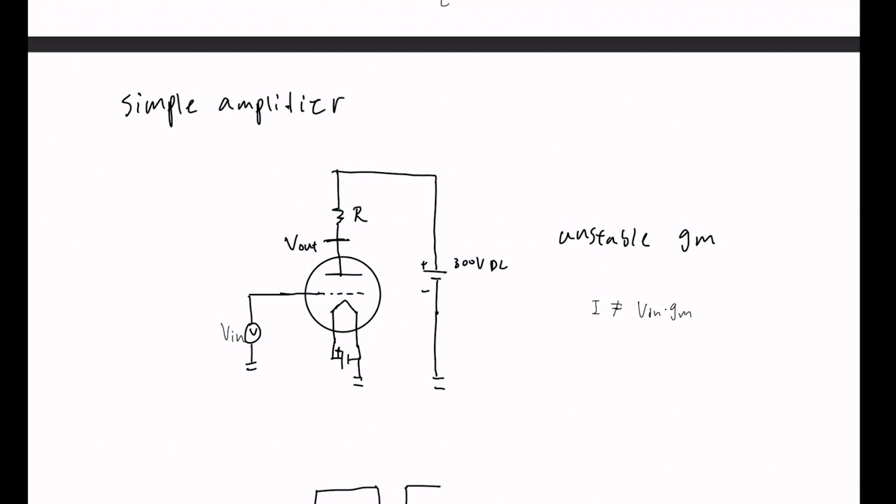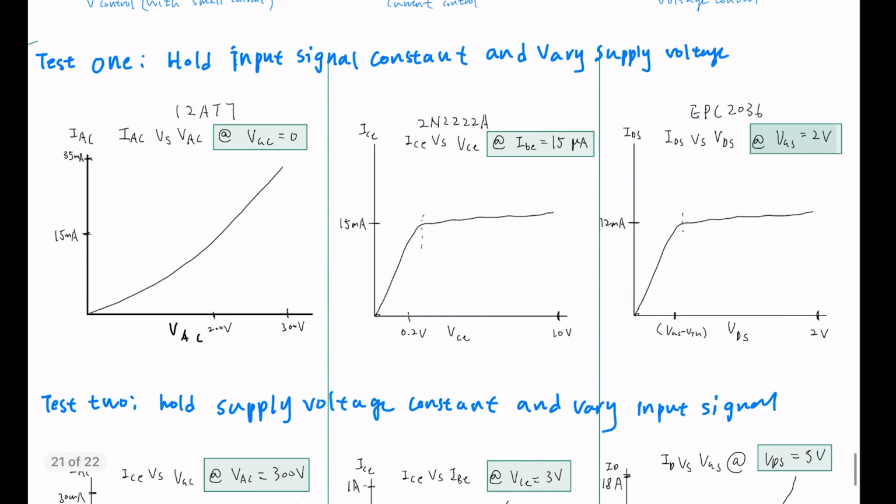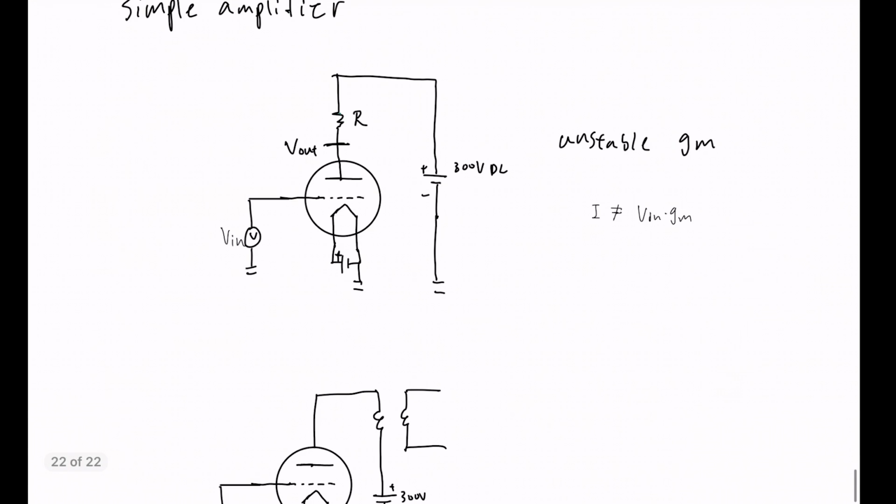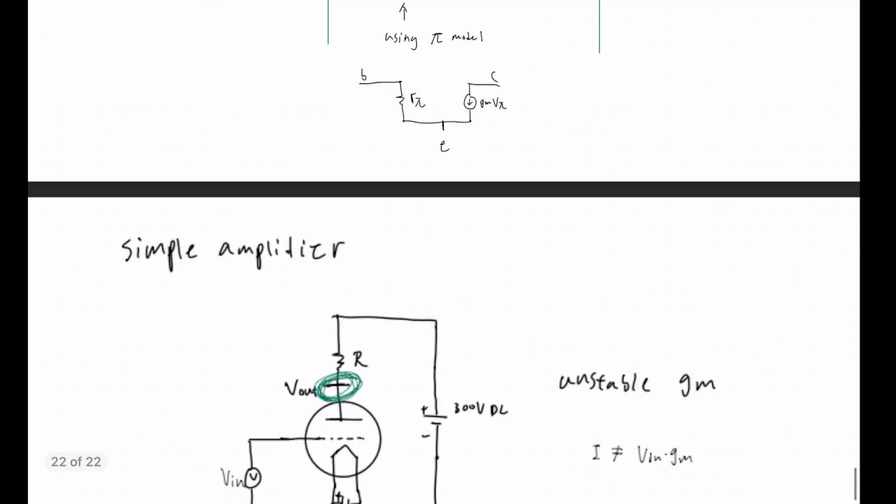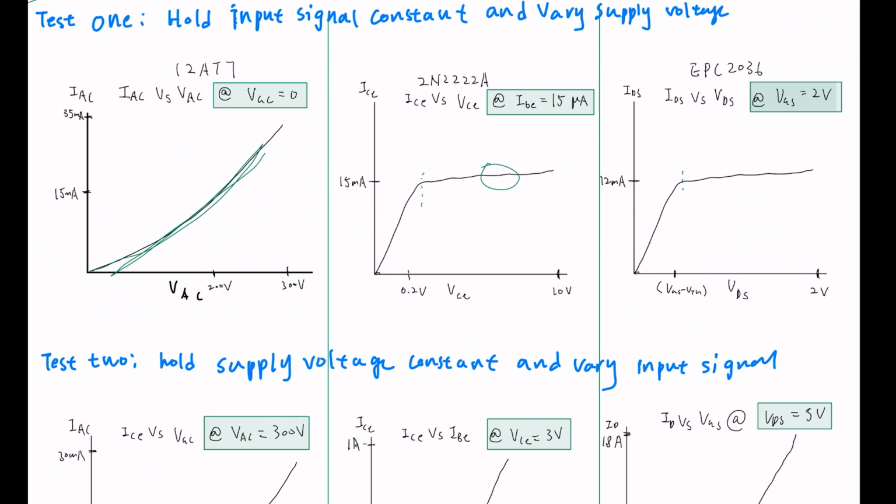The reason is, if you remember, that the vacuum tube cannot be used as a current source. So when the voltage on the anode changes here, which is V out, which will definitely change, the current changes as well. Unlike for BJTs and MOSFETs, they don't change too much when the voltage on the drain of a MOSFET or the collector of a BJT changes.